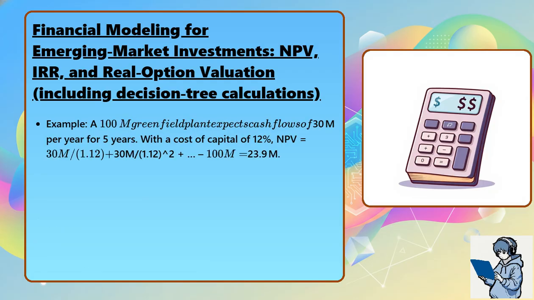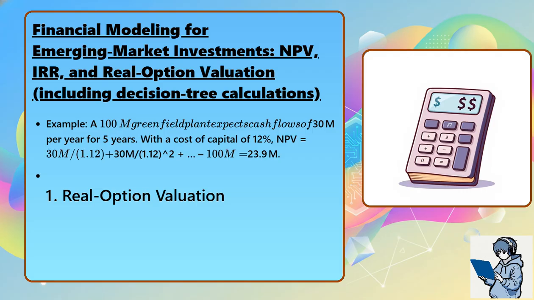Example: a $100 million greenfield plant expects cash flows of $30 million per year for 5 years. With a cost of capital of 12%, NPV equals 30 million divided by 1.12, plus 30 million divided by 1.12 squared, plus ..., minus 100 million, equals $23.9 million.